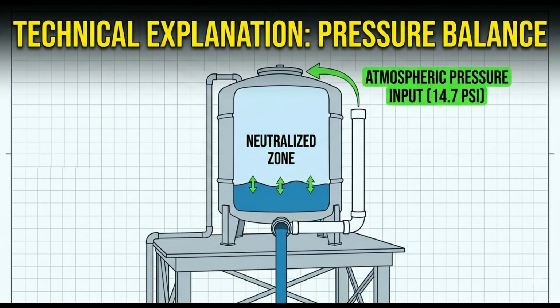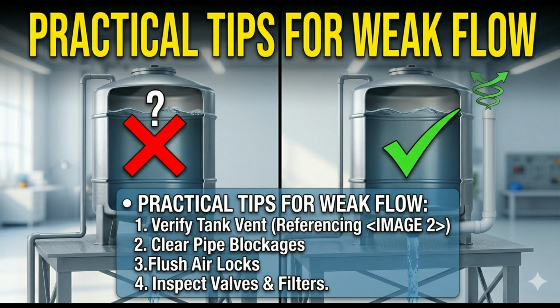Practical tips. If you are facing weak water pressure, check these points. Make sure the overhead tank has proper venting. Ensure the vent pipe is not blocked. Check for airlocks inside pipelines. Inspect valves and filters for blockage.